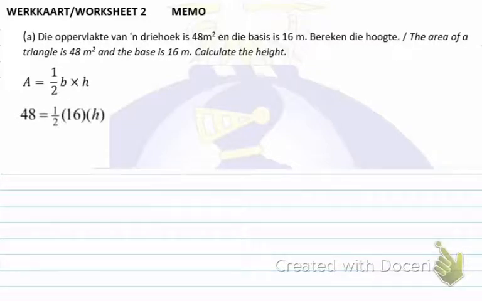Now I have to multiply the half with the 16, and that gives me 8h. Now we need to get rid of this 8 on the right-hand side. To do that, we divide by 8 on the other side, so that we get rid of the 8 which is on the right-hand side. If we do that, we get that the height is 6 meters.